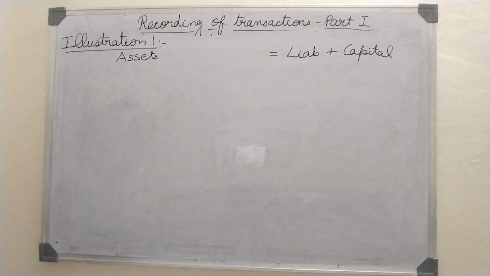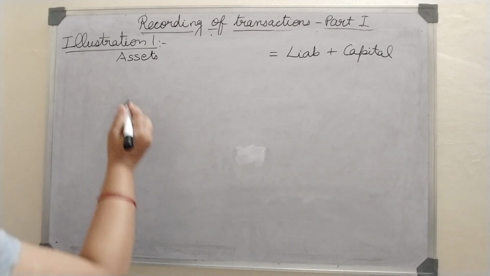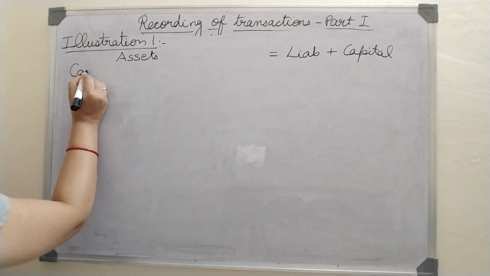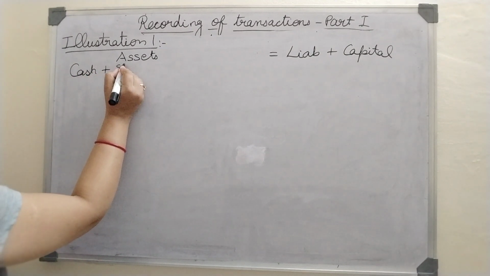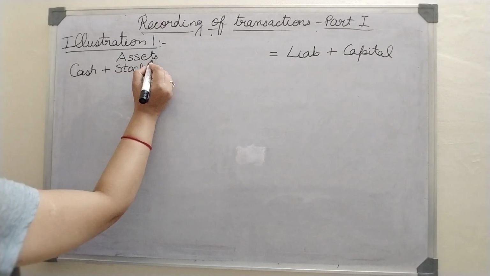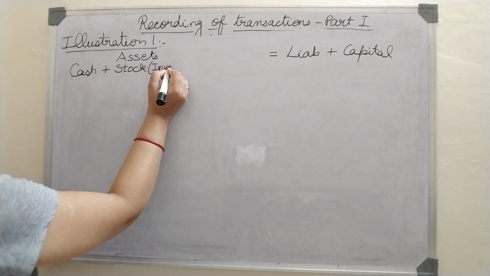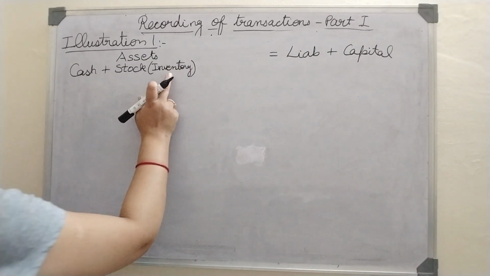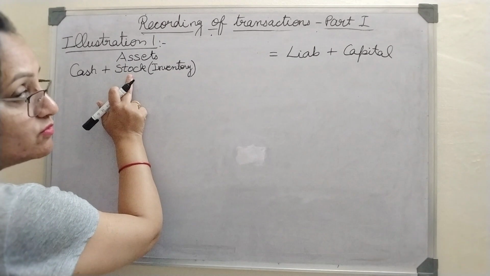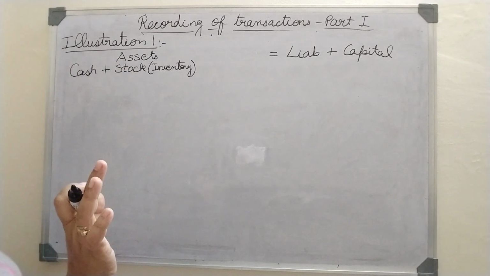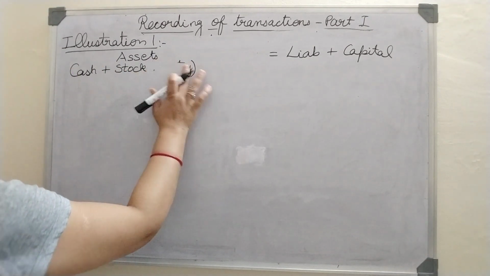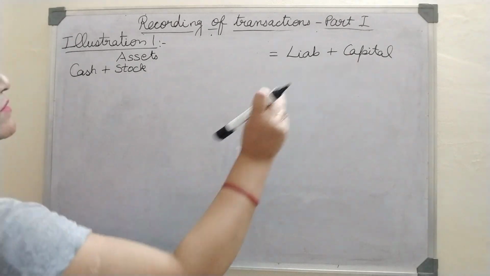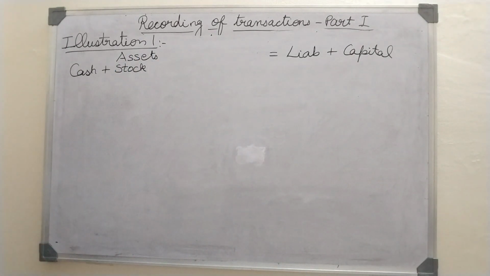The first thing which is given is that the owner introduced 8 lakh as cash and 50,000 as stock. So under assets we have cash plus stock, and I will tell you over here only that the other name of stock is inventory. So if in your book or somewhere inventory is written, it is the other name of stock. Don't get confused. Right now I'm not writing it because I don't have that much space to keep both the names, but stock and inventory are the same thing. This you have to learn.